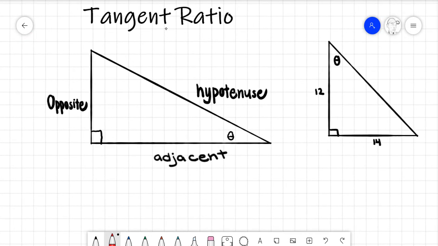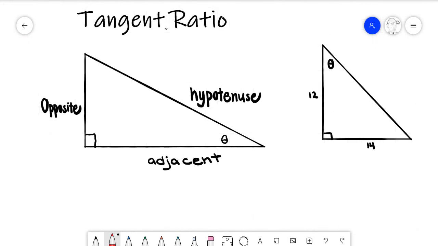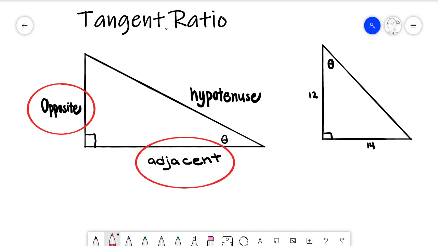Let's talk about the tangent ratio first. The tangent ratio is when you know the opposite side and you know your adjacent side. That's when you'll be able to find your angle of interest. By the way, in this video, we're just going to be covering how to find your angle of interest using your sides. In the next video, we'll be talking about how you can flip that around and how you can use an angle of interest to solve for one of your other sides.